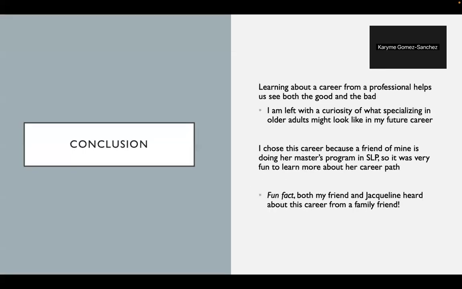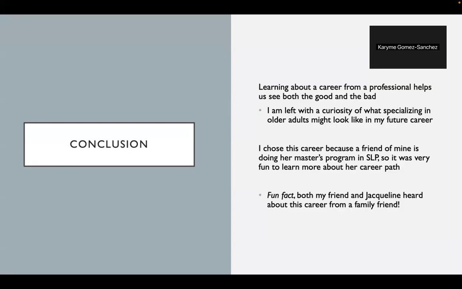In conclusion, learning about a career from a professional definitely helps us see both the good and the bad. I am left with the curiosity of what specializing in older adults might look like in my own future career. I want to aim more of working with teenagers, but I think the older population is still something that's very worthwhile and maybe something I would be interested in the future.